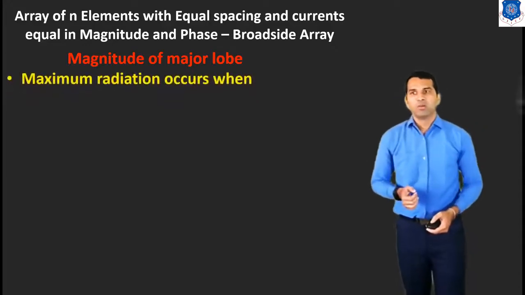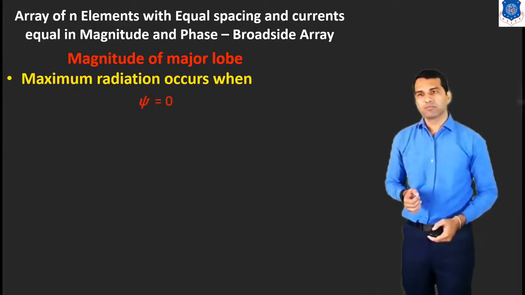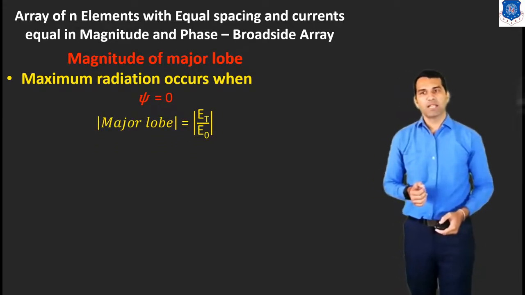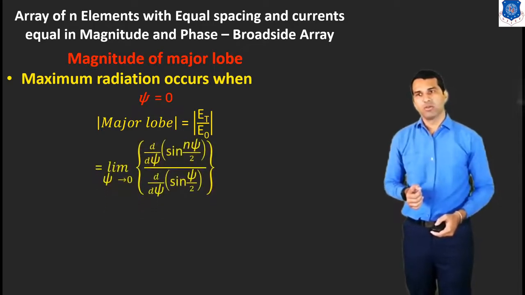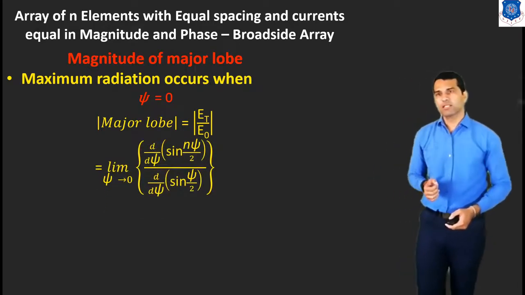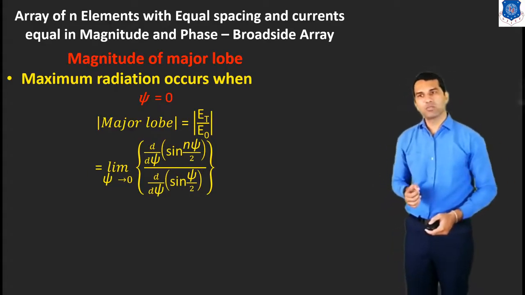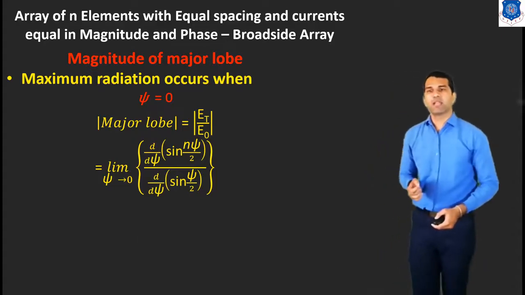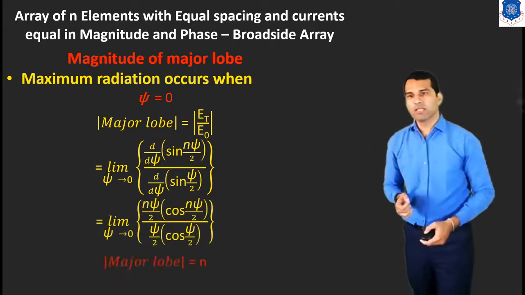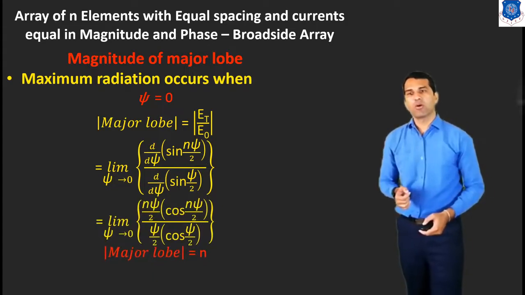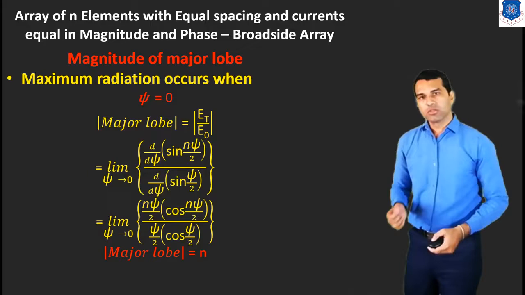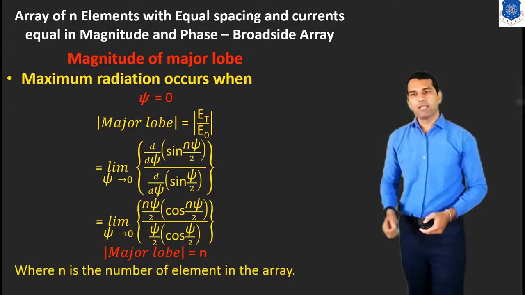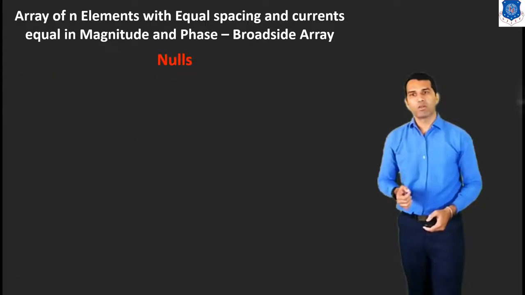Now, the maximum radiation occurs when psi is equal to 0. So for the maxima, we can write Et by E0 in the magnitude term. Now, for the condition where the limit psi tends to 0, we take d by d psi of sin n psi by 2 and d by d psi of sin psi by 2. When we solve this, we get the magnitude for the maxima as n, where n indicates the number of elements. Same as for the null.